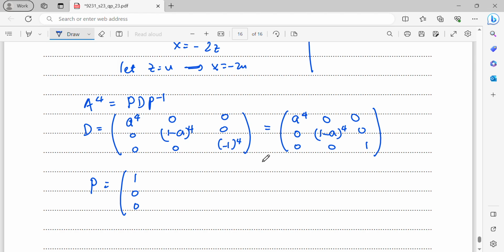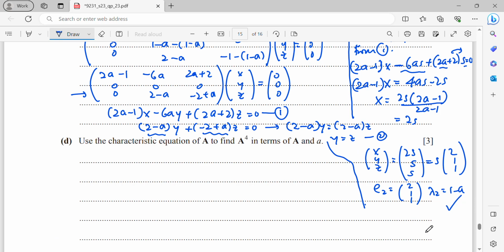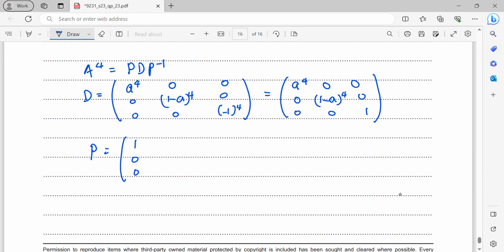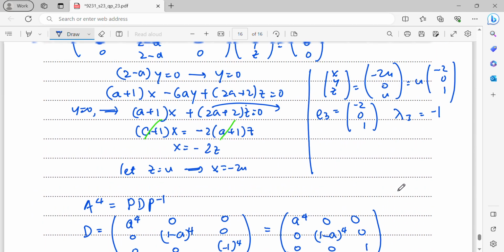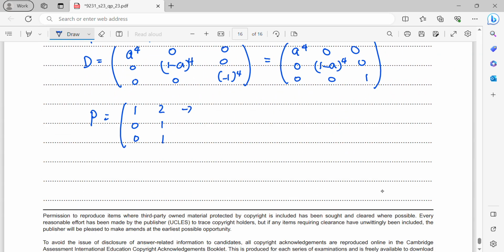Then when my lambda is 1 minus A, which is my lambda 2, it will be 2, 1, 1. Here is 2, 1, 1. Then lastly, it will be negative 2, 0, 1. Okay, so that's the matrix P.